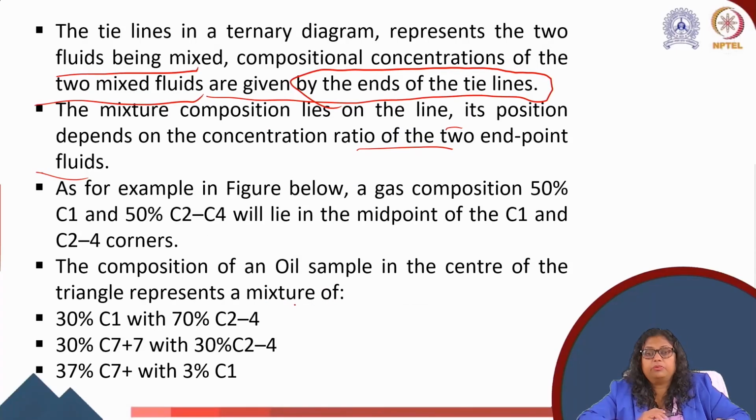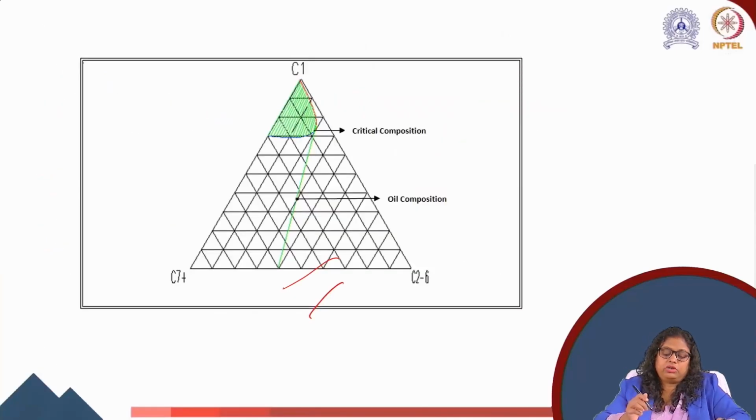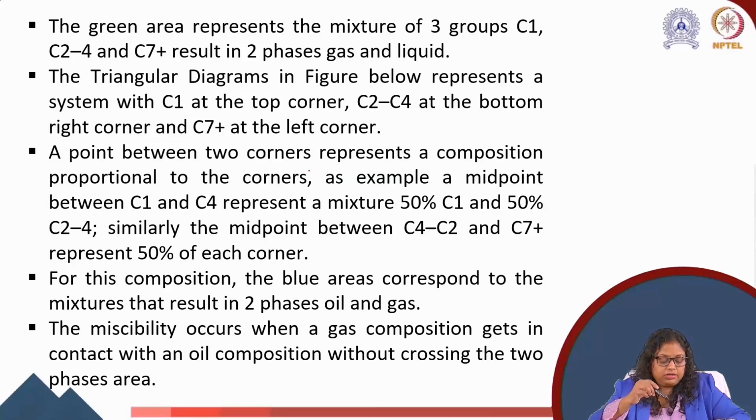So what is it all about? As an example, in the figure given, a gas composition of 50% C1, that is methane, and 50% C2 to C4 will lie at the midpoint between the C1 corner and the C2 to C4 corner. Here this is C1 and here we are talking about C2 to C4. This is the midpoint, where it will lie at 50%.